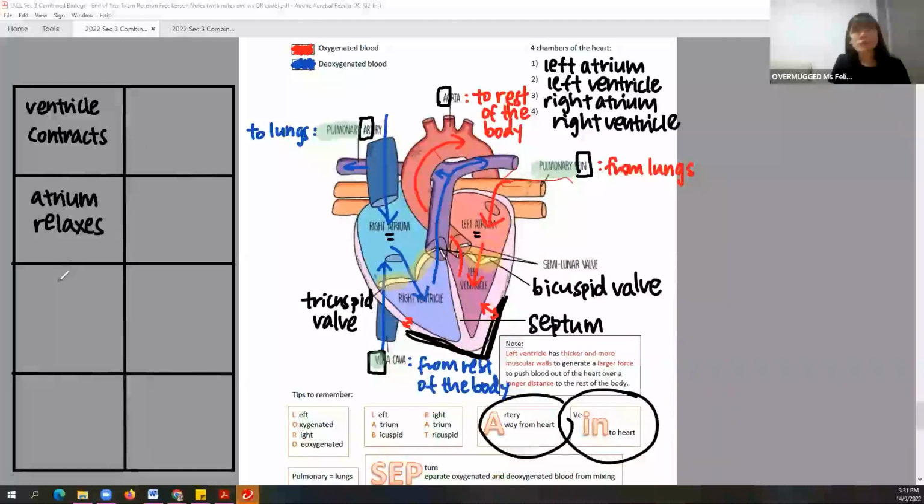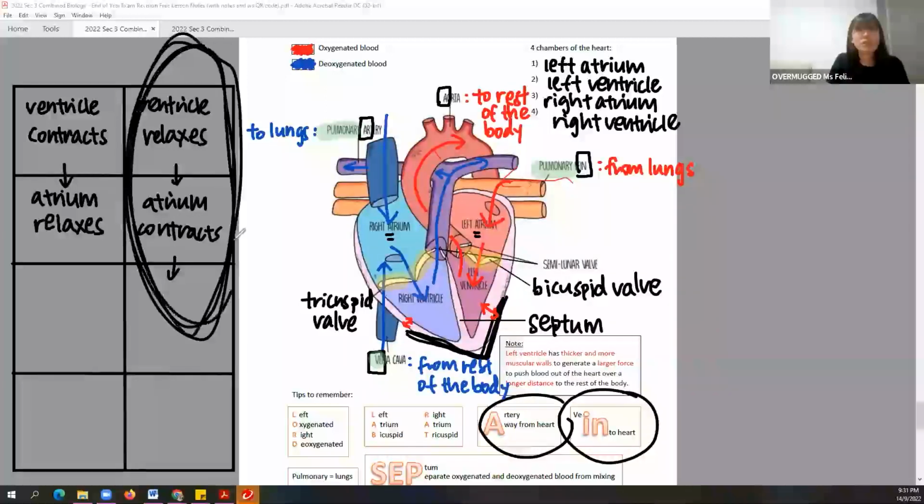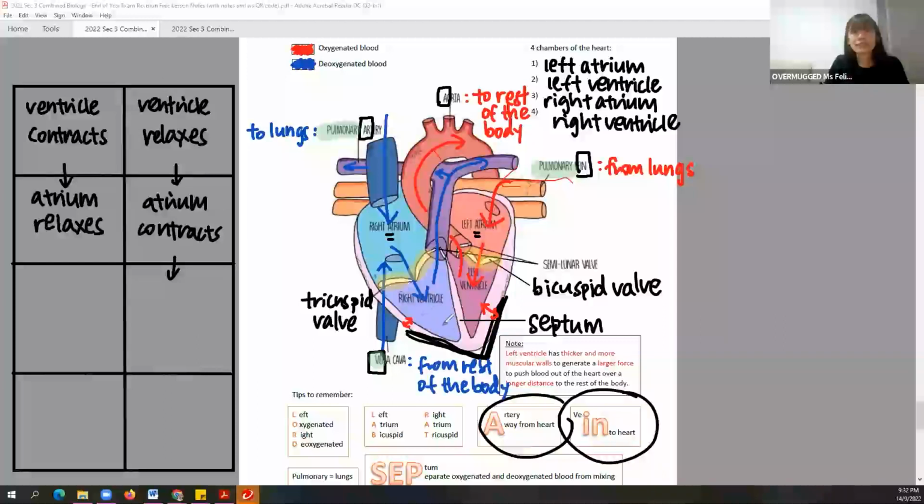So then what happened to the door? Okay, wait, let's write down the opposite scenario. So ventricle relaxes, atrium contracts. Maybe I do the right side first, okay? I go through the right side first. So if your ventricle relaxes, your atrium contracts. Do you realize that if your atrium squashes and squeezes and contracts, it means you're trying to push the blood to the ventricle, right?